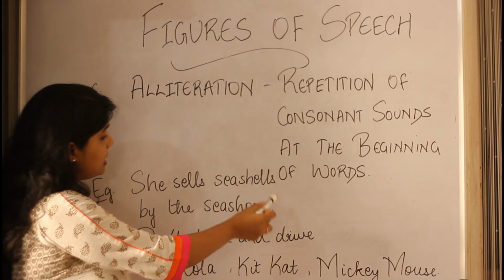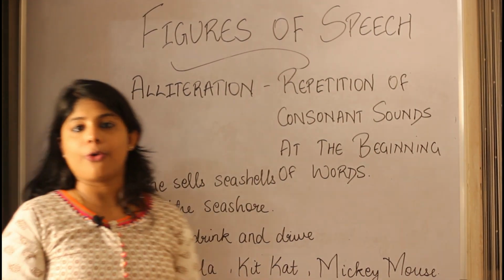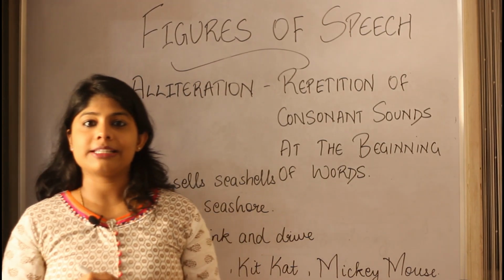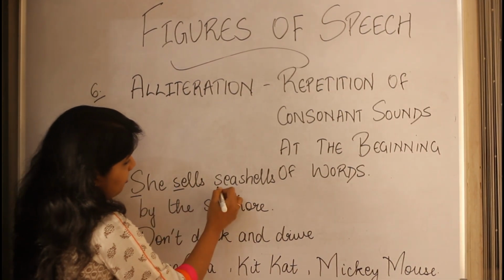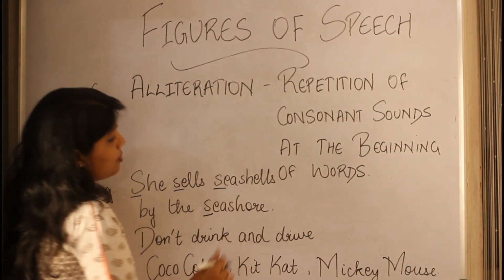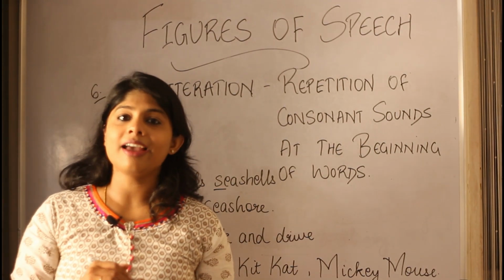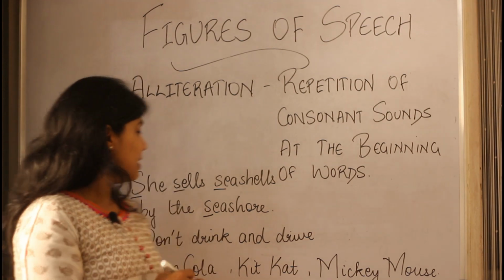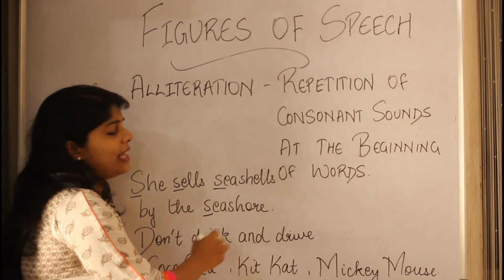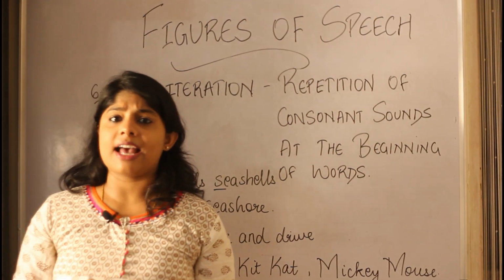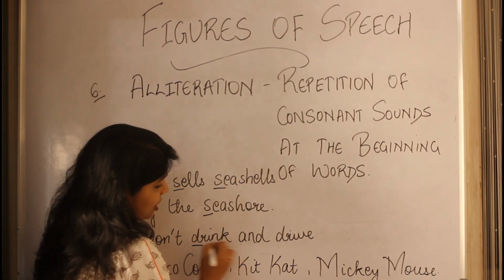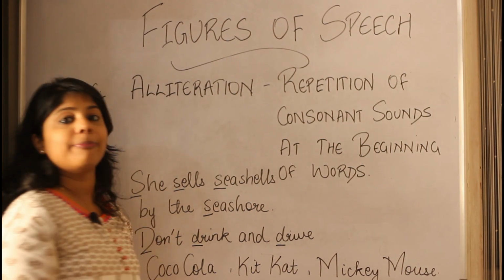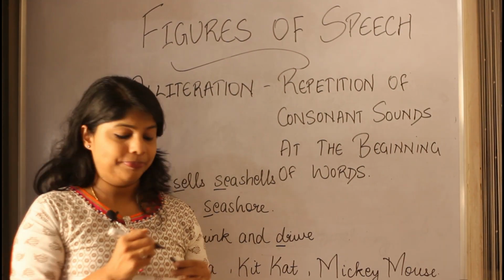She sells seashells by the seashore. Yes, a tongue twister. But if you see, the consonant sound S has been repeated, which makes the line very interesting and memorable. The second one, don't drink and drive. You may have seen these signs everywhere. This too uses alliteration to make it memorable for the drivers.